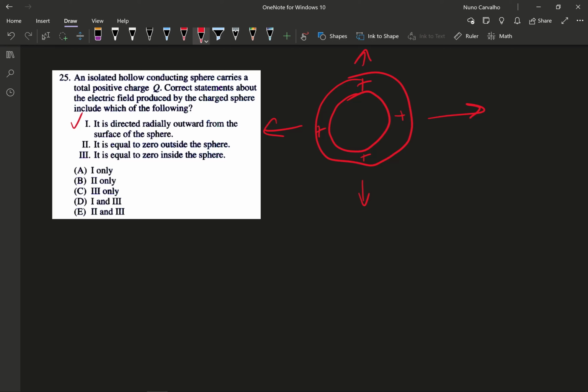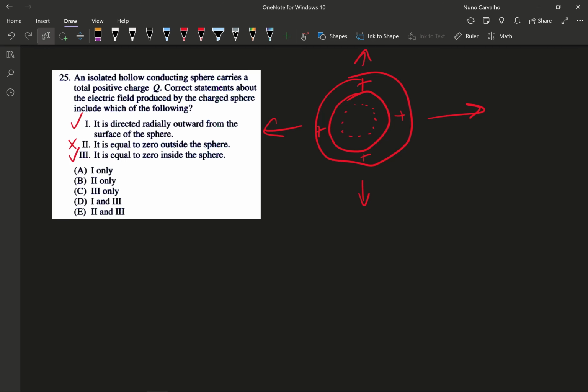Number two, the electric field is zero outside of the sphere. Well, no, we just calculated here. Using Gauss's law, we can definitely prove that since there's a charge that's enclosed, it's not going to be zero. But is it going to be zero inside of the sphere? Well, we can use the same logic here, which is that a Gaussian surface will have no enclosed charge inside, which means that the electric field would be zero.